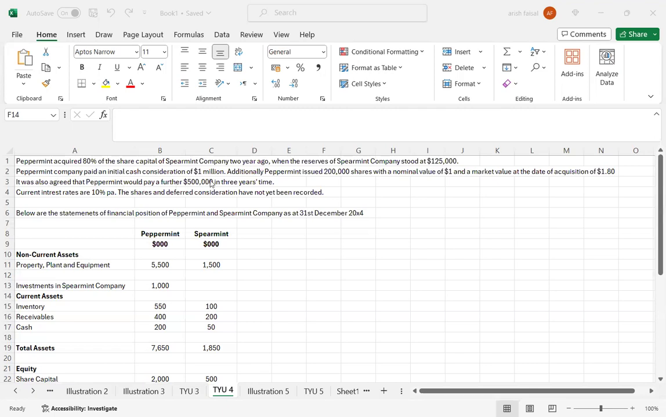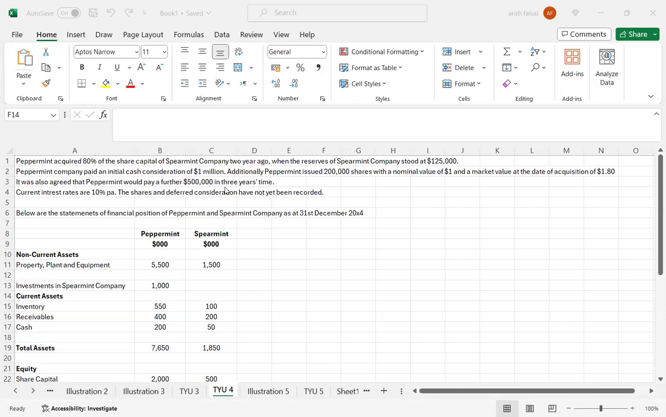Now, that's the cost of investment information given to you. Peppermint Company paid an initial cash consideration of 1 million. So if you look up in the parent's balance sheet, you can find this 1 million, which is investment in Spearmint Company. However, additionally, Peppermint issued 200,000 shares with a nominal value of 1 and a market value at the date of acquisition of 1.8. It was also agreed that Peppermint would pay a further amount. That's deferred, because they have committed, but they will pay it in future. So that's 500,000 to be paid in 3 years' time. The relevant interest rate to get this into its present value is 10 percent.